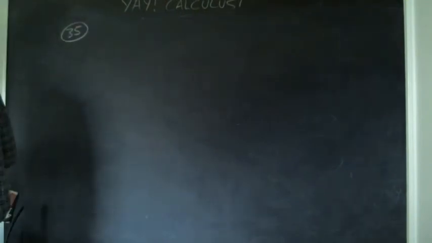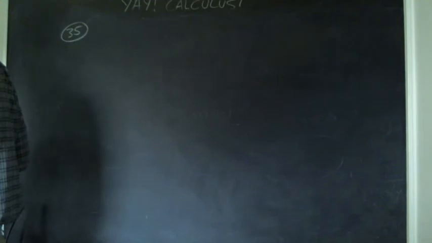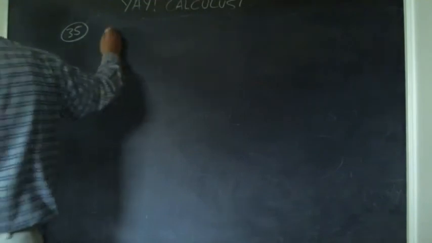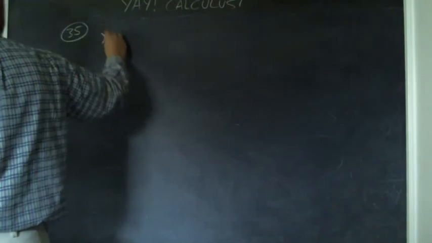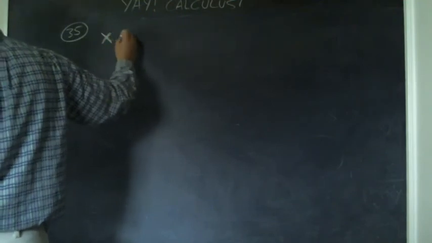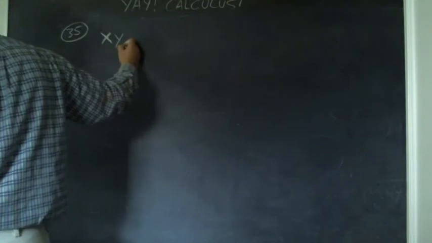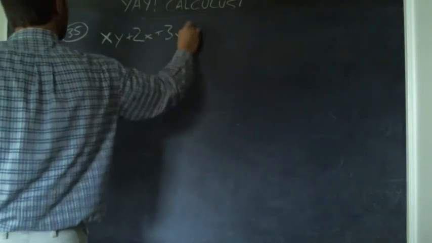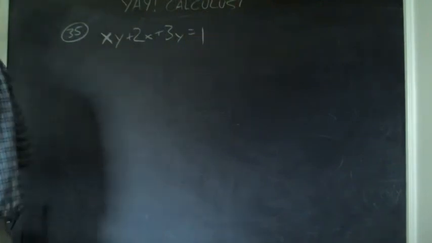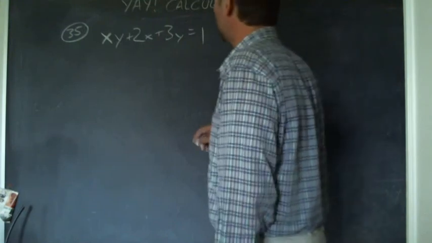35. I was trying to find dy dx when our equation looks like xy plus 2x plus 3y equals 1. This isn't bad. Implicit differentiation. We've been doing this for a while now.